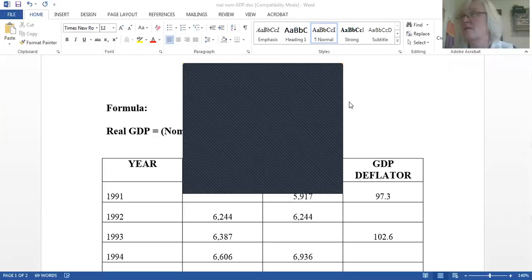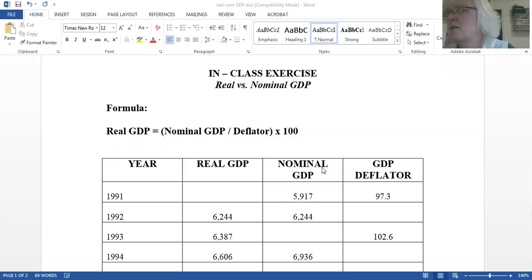I had to read a little memo about my color scheme, but hopefully you can see this. It's black and white. I'm not sure what they mean about color scheme, but this is an in-class exercise that I would normally do in a face-to-face classroom. We would work through this together, talk it out as a class. So now we're going to talk it out through Zoom.